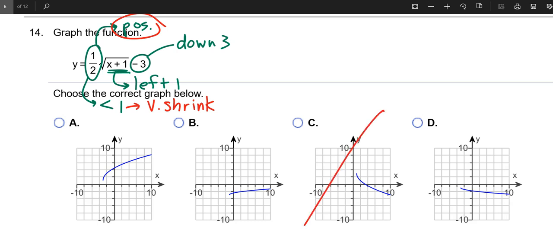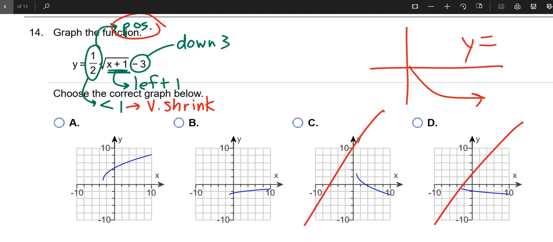C and D. Look how they're both upside down. Both of them are based on the negative square root. So they do not apply to this problem. So I need to then look at choice A and B. I need something that has been moved left 1, it's been moved down 3, and it's been shrunk in the vertical direction. Isn't there one very obvious answer?